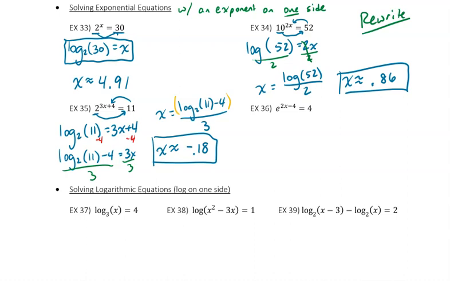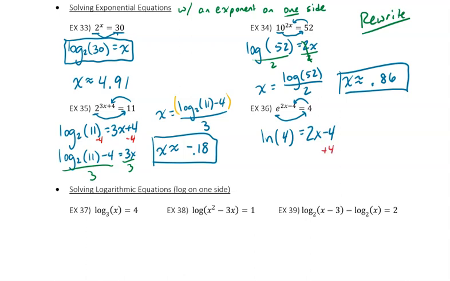All right, let's do one more. Start with the base. So it's going to be log base e, or ln, of 4 equals 2x minus 4. Again, it's important that you put the ln in this case because most calculators also have an ln button. In the case of the TI 83 and 84, it's just underneath the log button. So we're going to go ahead and finish solving this.